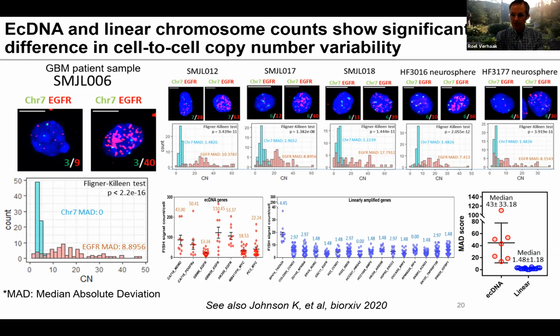So targeted inhibitors are potentially not very effective when the oncogene is extrachromosomal. That's one point.